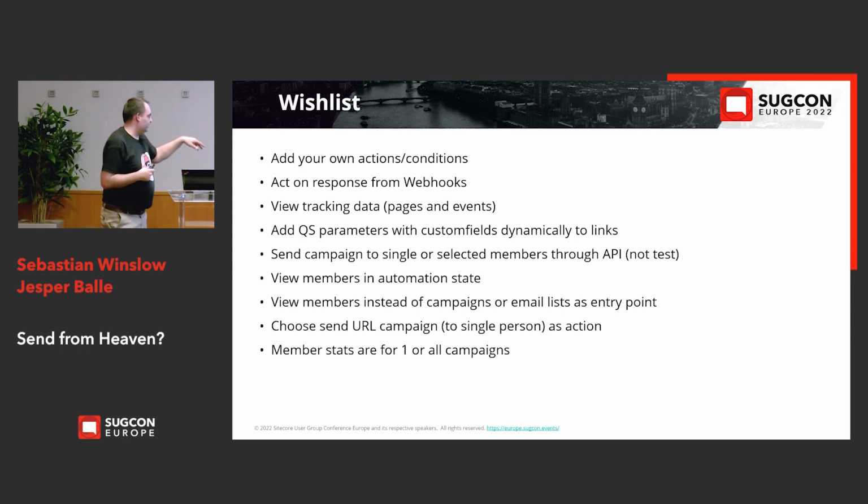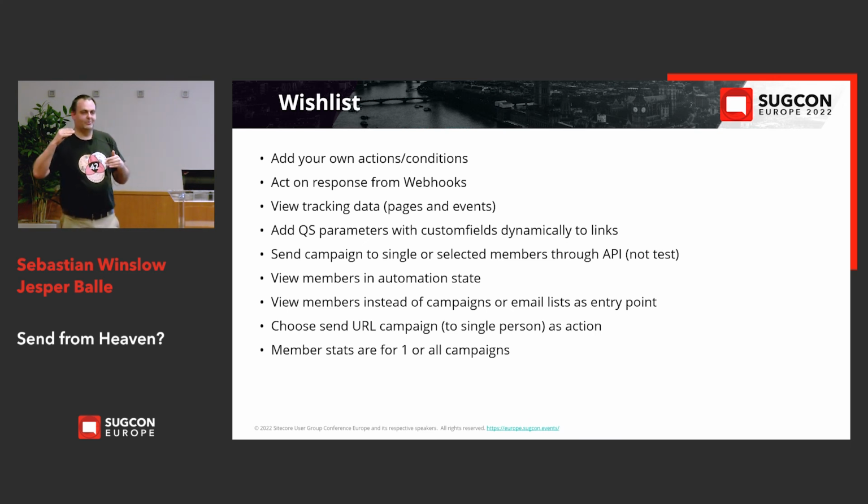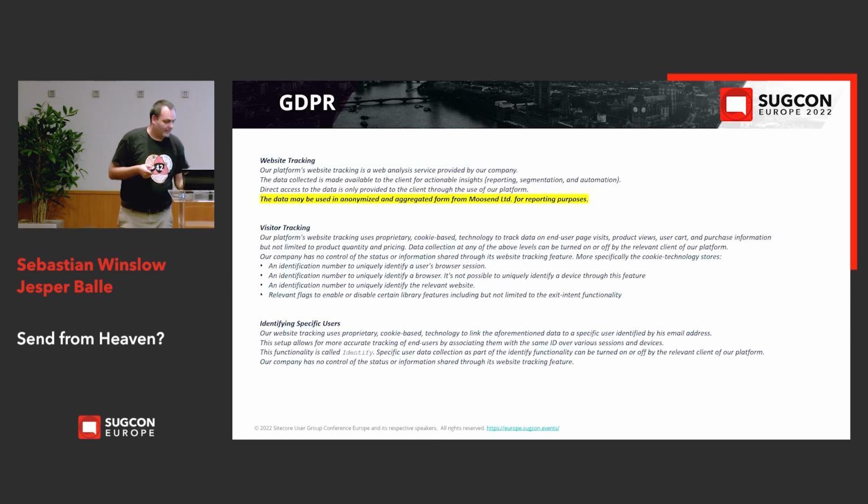Choose send URL to single person as action, and also for the regular campaigns. And then member stats are for one or all campaigns. It would also be cool if I could say I want to see the aggregation of this, and that campaign. So those are shortcomings, that wishlist or whatever.